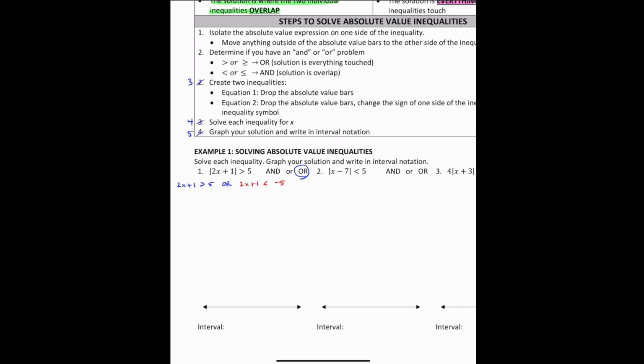So the first one in blue, I'm going to go ahead and subtract both sides by 1. I have 2x is greater than 4. And I'm going to divide both sides by 2. So x has to be greater than 2. The second one, I'll subtract both sides by 1. I have 2x is less than negative 6. And then I'll divide both sides by 2. So x is less than negative 3.